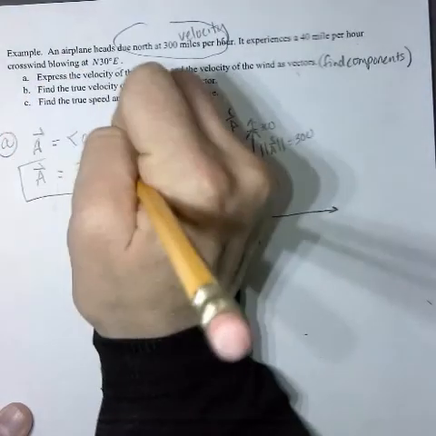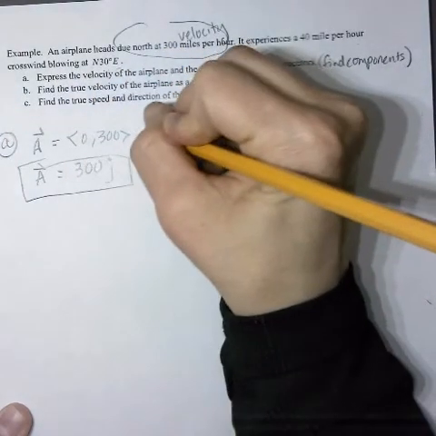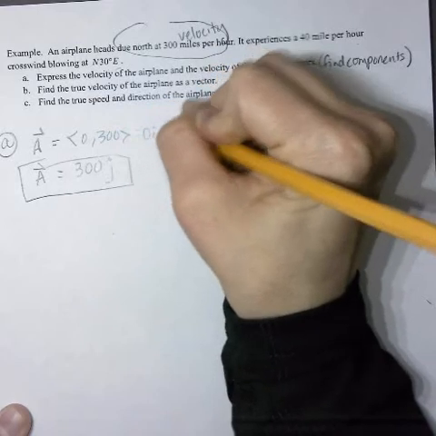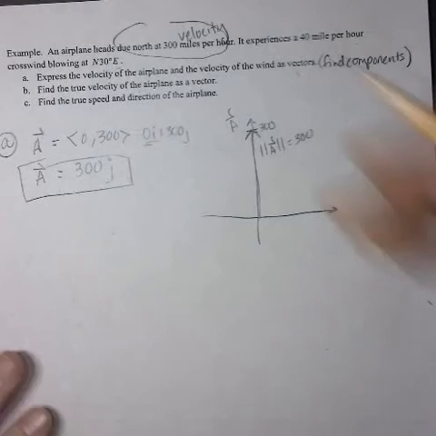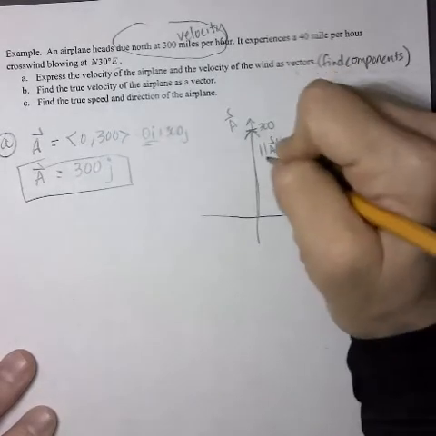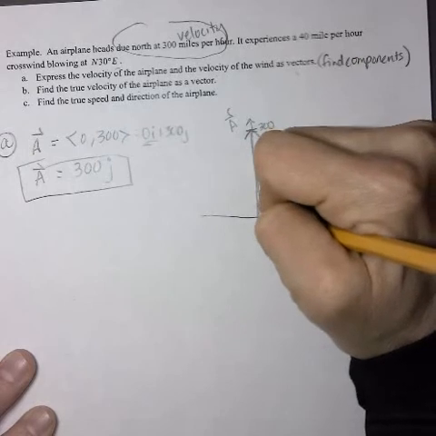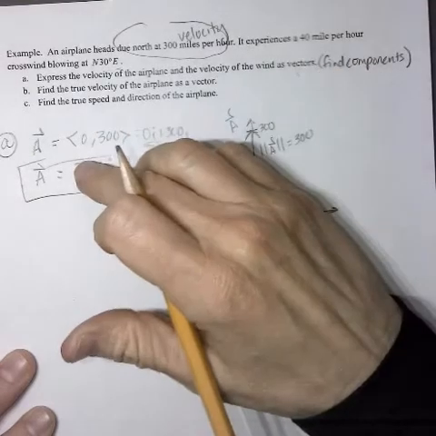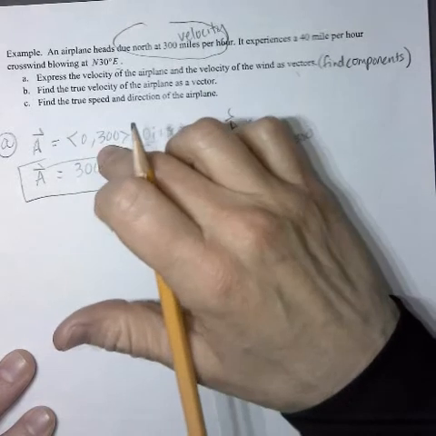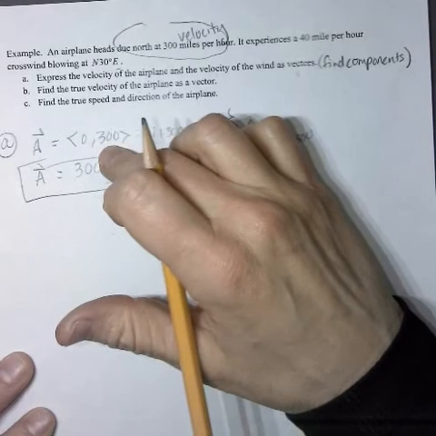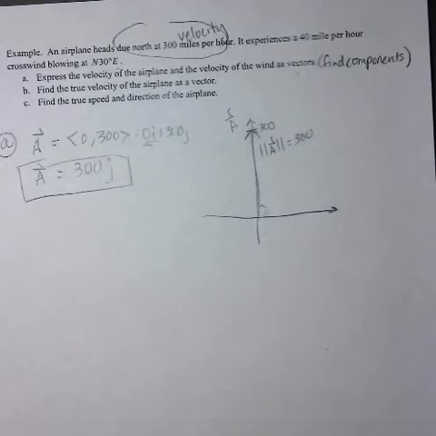It's 0I plus 300J, but then we don't write the 0I because that's 0. But you can do, for the airplane, the magnitude is 300, the direction is 90 degrees. So you could do 300 cosine of 90 degrees, but that's 0. 300 sine of 90 degrees, sine of 90 degrees is 1. So you don't need to do that because you can figure those coordinates out without using trigonometry.